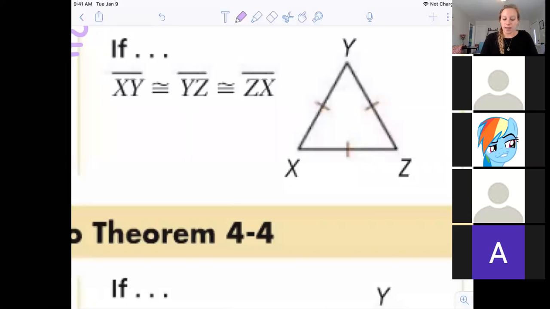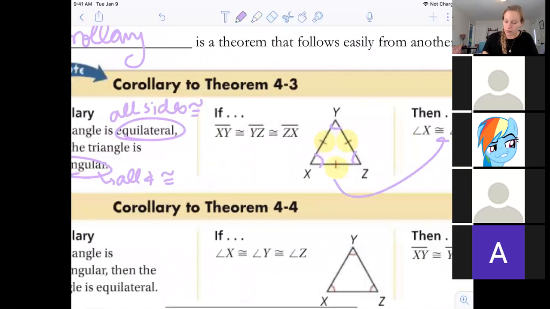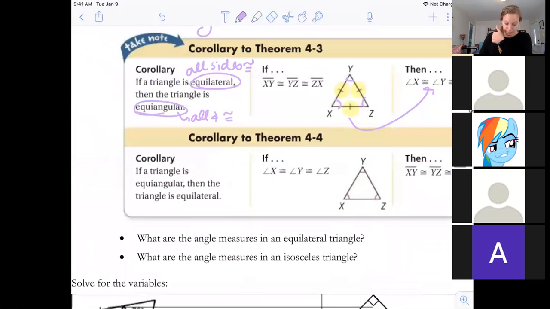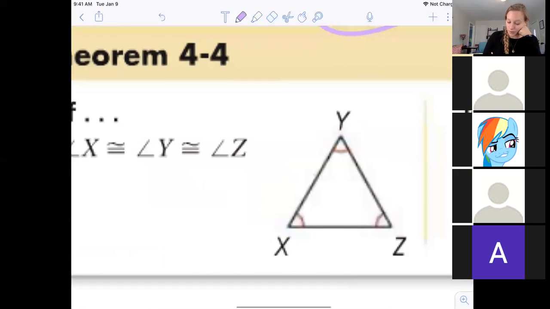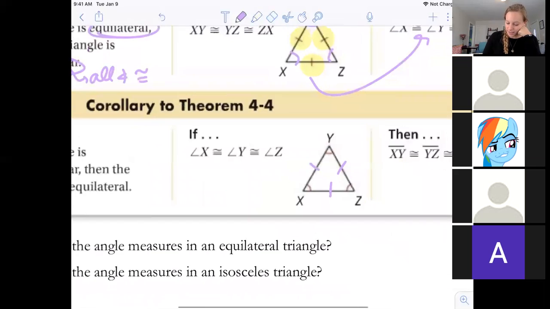So all I'm saying is that if I told you all of my sides were congruent, XY, YZ, and XZ, then I know all of my angles are congruent. X, Y, and Z are all congruent. That was my normal isosceles triangle theorem. Now I have to do the converse. So if I just said, if it's equilateral, then it's equiangular, now I switch and say, if it's equiangular, then it's equilateral. So if I give you that all of the angles are congruent, then I get to know all my sides are congruent. So it just goes both ways.